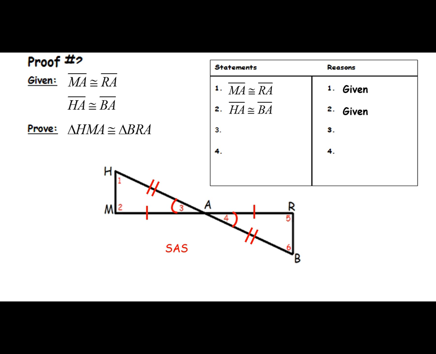That was also given. Our third step, the third thing we marked in the picture, we said that angles 3 and 4 were congruent. What's the reason for that? They're vertical angles. Finally, that's all the marks in the picture.